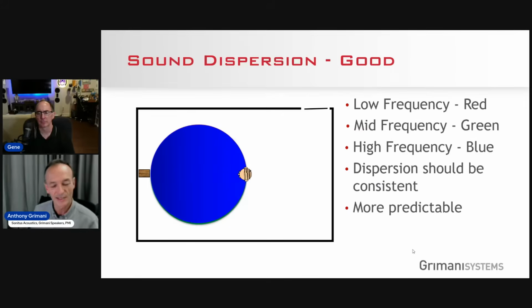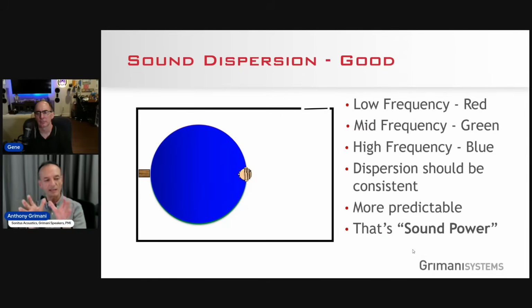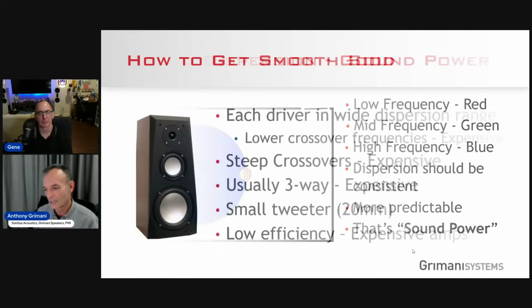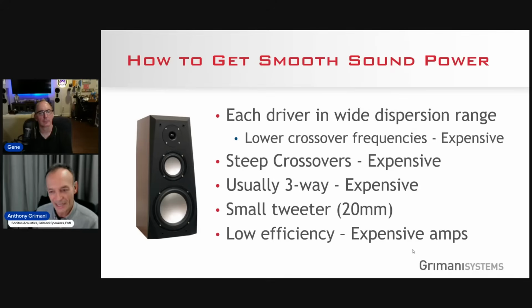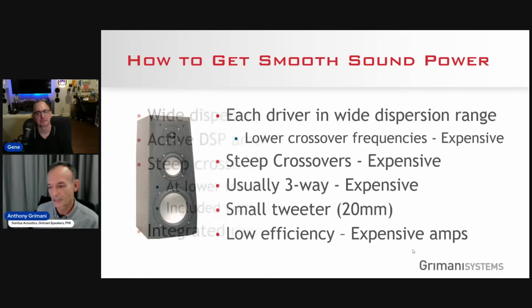So that's sound power. The term sound power means that the net radiation at all frequencies is even, and the sound power is smooth. To do this is kind of difficult. To get speakers to have a really even dispersion usually takes a 3-way speaker with really well-designed crossovers, the right kind of drivers, all of the right crossover character, and it costs money. You get what you pay for if it's well-designed.